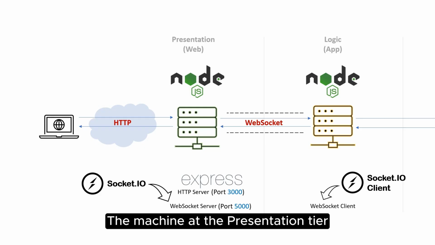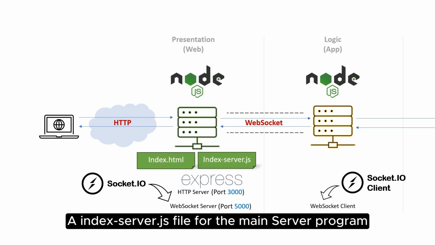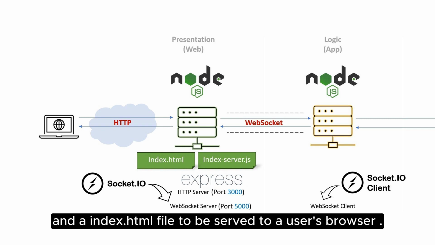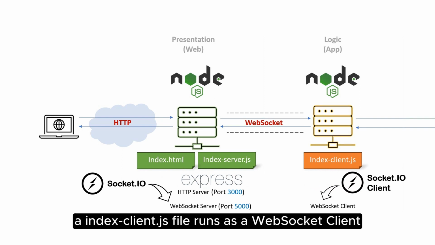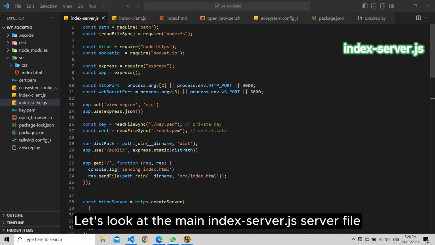The machine at the presentation tier hosts a couple of important files, an indexserver.js file for the main server program, and an index.html file to be served to a user's browser. While in the machine at the logic tier, an indexclient.js file runs as a WebSocket client. Let's look at the main indexserver.js server file.